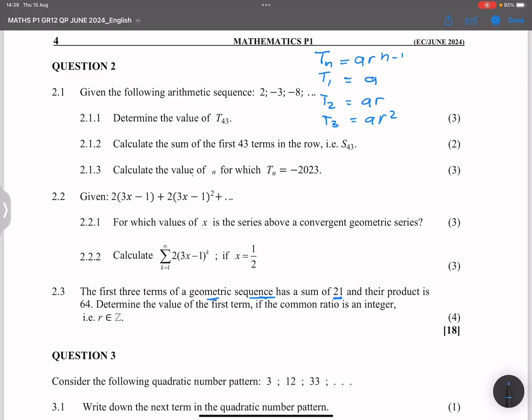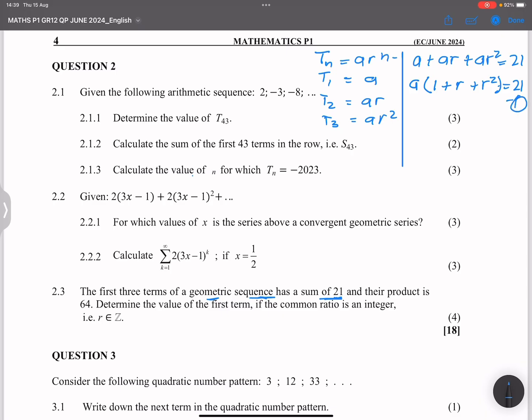Your T1 will be a, your T2 will be ar, your T3 will be ar squared. So we keep multiplying by the common ratio. Now, they are saying to us the sum of the first 3 terms will be equal to 21. So if we write that down, that means that a plus ar plus ar squared will be equal to 21. We can take out a as the common factor there if we want to, so that will be a(1 + r + r squared). This will be equal to 21.